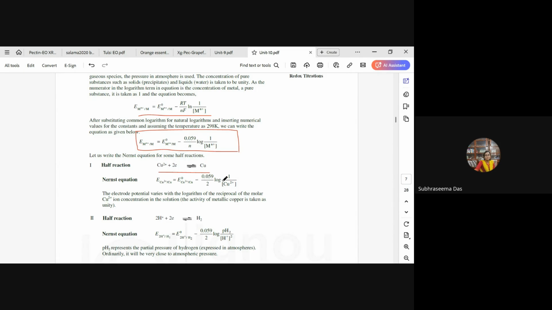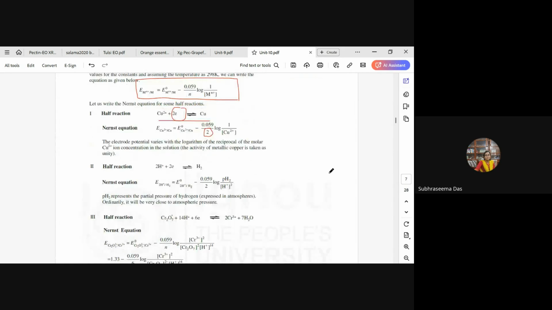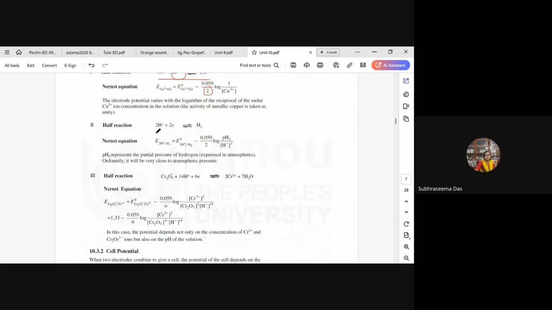Here 2 is written because the number of electrons participating in this half reaction is 2. That is why in the Nernst equation, in the place of n, we can write 2. Similarly, for this equation, 2H+ plus 2e giving rise to H2, the Nernst equation is given by this. Here P is given because it represents the partial pressure of hydrogen. Ordinarily it is close to atmospheric pressure, but it is represented as P.